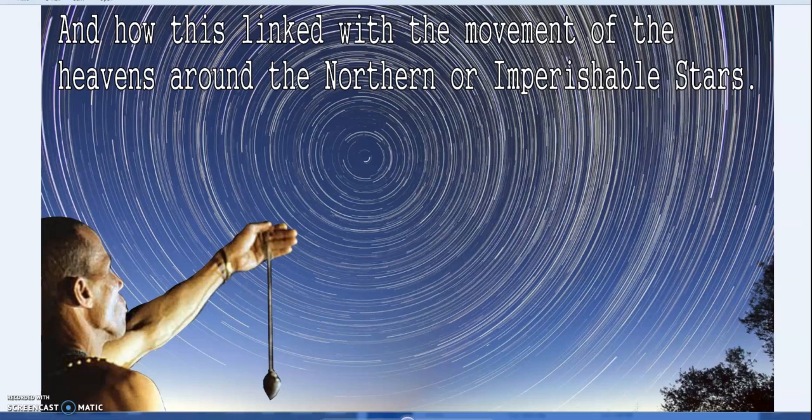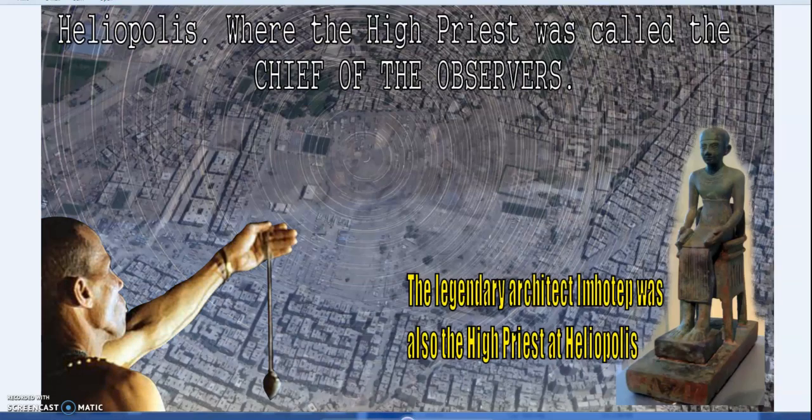These seasons of the Nile and the movements of the sun from solstice through to equinox to solstice are also connected to observations of the North Star, or how the heavens spin around and revolve around the northern or the imperishable stars. Now we need to look at Heliopolis, where the high priest was called the chief of the observers. He was the astronomer royal. The legendary architect Imhotep was also a high priest at Heliopolis, a very, very important place, but the most overlooked important place in ancient Egypt is surely Heliopolis.